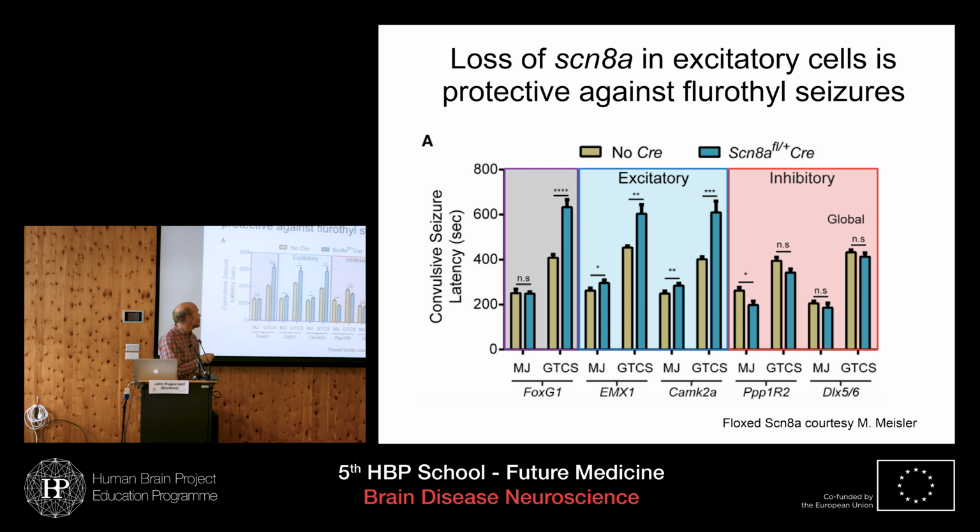So this is seizures induced by flurothyl. This is a seizure threshold test where they're dripping flurothyl into the chamber and measuring the latency to produce myoclonic jerks, MJ, or generalized tonic-clonic seizures, GTCS. And they use this clever genetic approach to try to modify sodium channels in different types of cells.